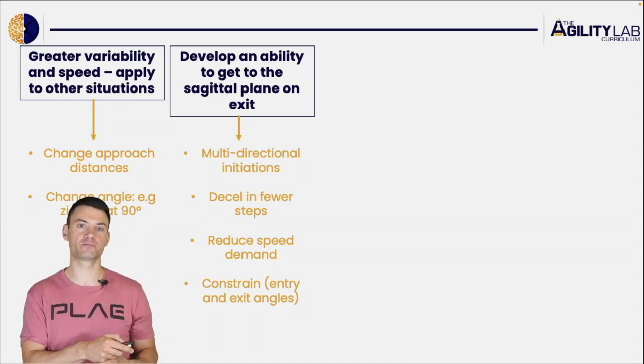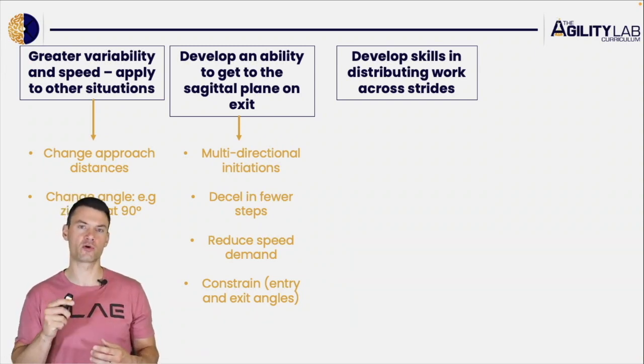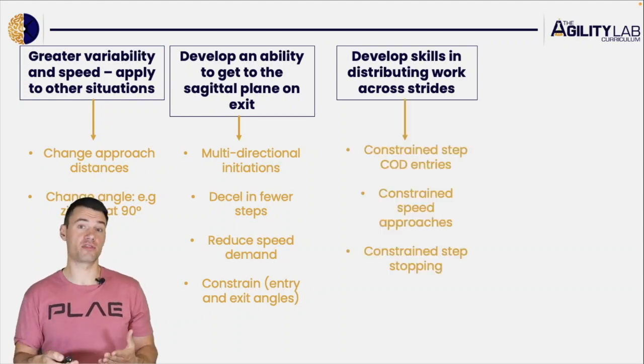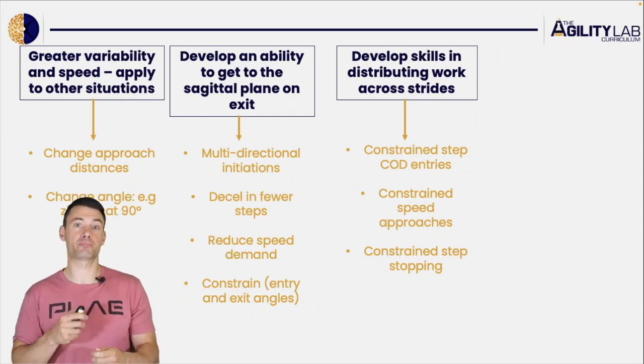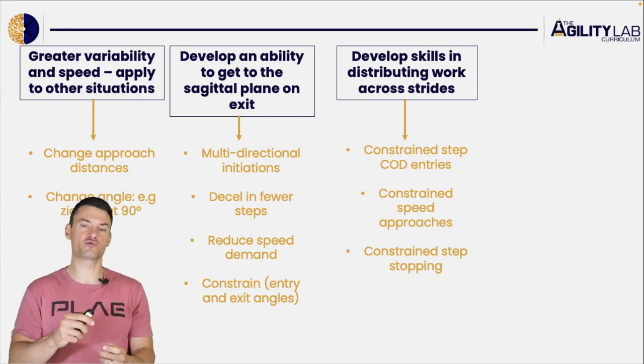If we think that it's more about work distribution across strides, again, remember, one of my real key core components within my philosophy, then again, we start thinking about types of training that actually start to challenge an athlete to brake on the right steps, do lots of work on a left leg, but then leave the right leg to be a little bit more stiff and passive.